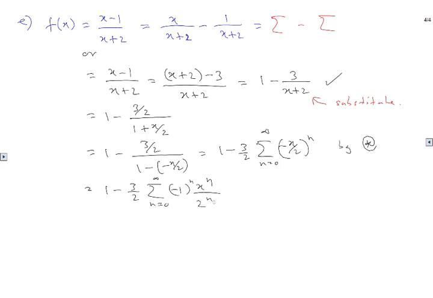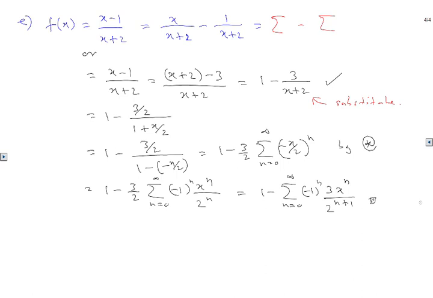Now I can bring certain terms inside. I can bring the 3 halves inside. So if you bring them inside, this is going to be 1 minus the sum from n equals 0 to infinity of negative 1 to the n, 3 times x to the n, no changes, but in the bottom it is 2 to the n plus 1, because that's the extra 2. So that's the power series representation of that.